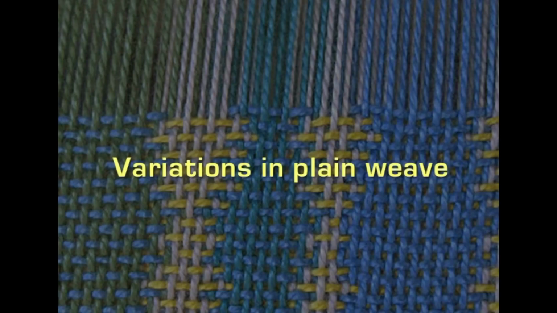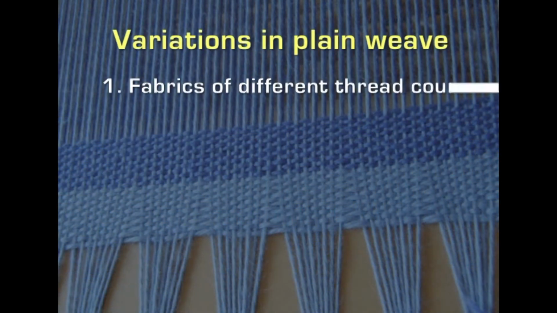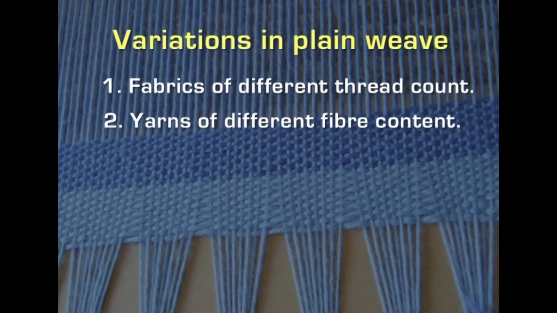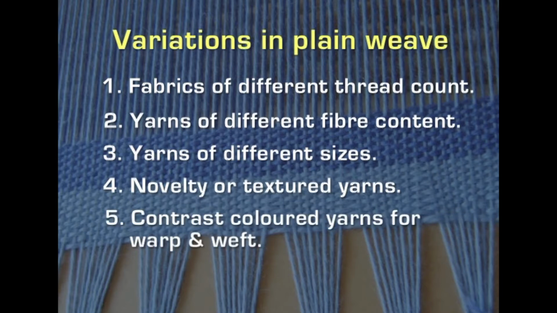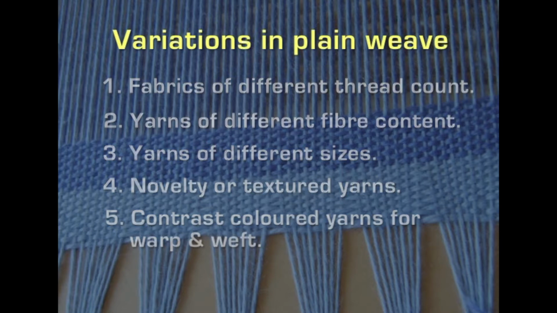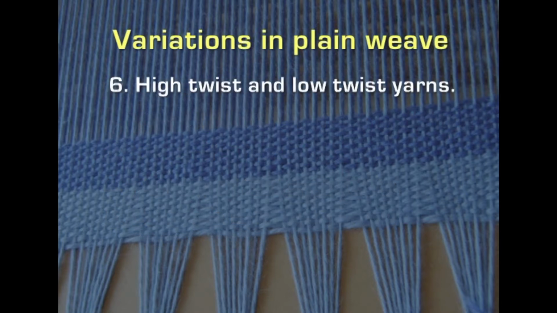The variation in plain weave we can bring out in different ways. One is that we use different thread counts, that means more number of yarns, different fiber content in the yarns, yarns of different sizes, novelty or textured yarns, and contrast colors to produce variety. Then yarns with high and low twist, and we can also combine this high and low twist either in the warp or in the weft, or in the warp as well as in the weft.